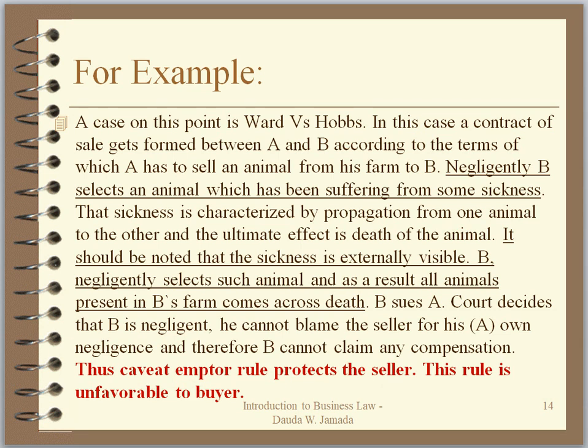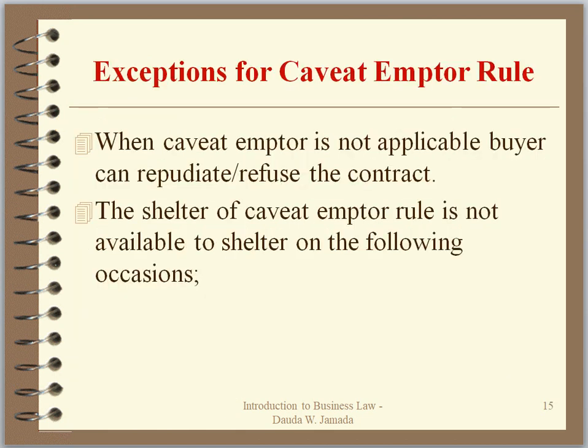So, even though the caveat emptor rule is there to protect the buyer, there are some circumstances where this cannot happen. We have some exceptions for the caveat emptor rule. When the caveat emptor rule is not applicable, the buyer can repudiate or refuse the contract. The shelter of the caveat emptor rule is not available on the following occasions. There are some situations where the seller cannot be protected or sheltered by the caveat emptor rule.